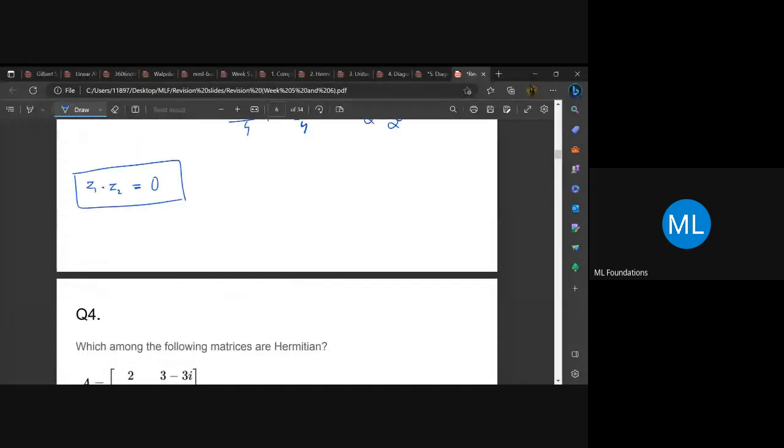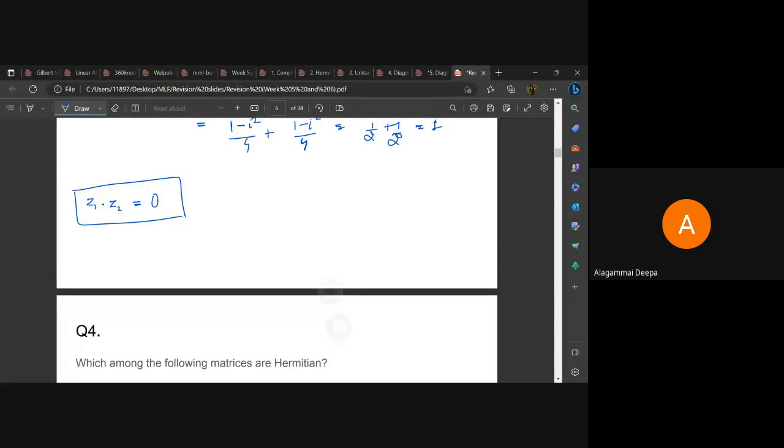Okay, so now we have Hermitian matrices. When do we call a matrix Hermitian? A star is equal to A. So you call a matrix Hermitian if A star comes out to be A, right? And what is A star? A conjugate transpose. Okay.